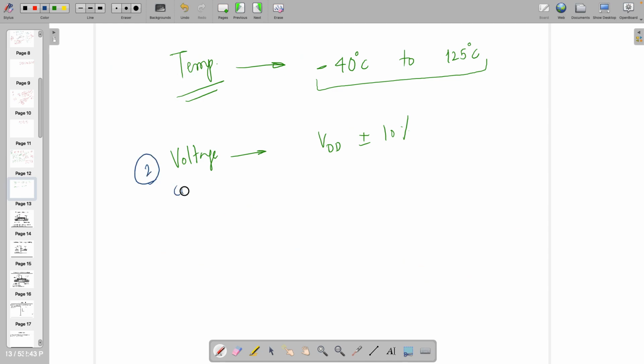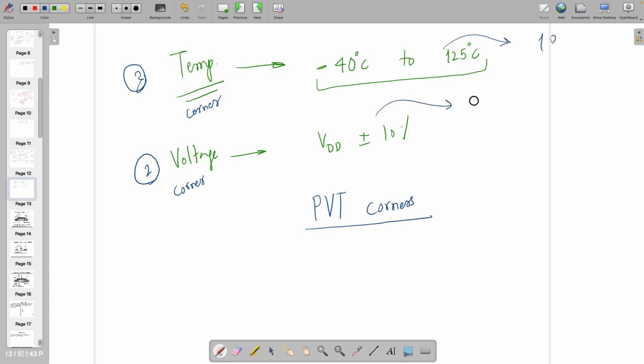This one is voltage corner, and the third one is temperature corner. Combining it all, we call them PVT corners: process, voltage and temperature. So over process, voltage and temperature, if we are taking, let's say, 10 from here, 3 from here, and almost 5 from there for the transistor, you need to run this for almost 150 corners.